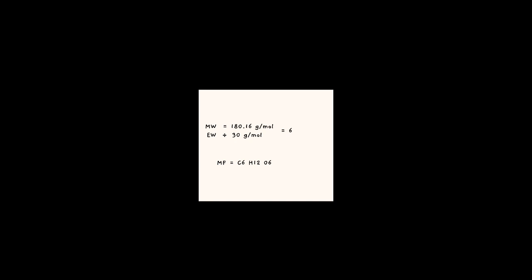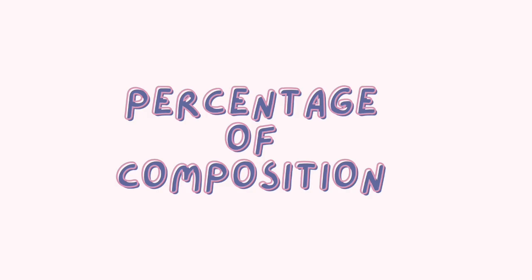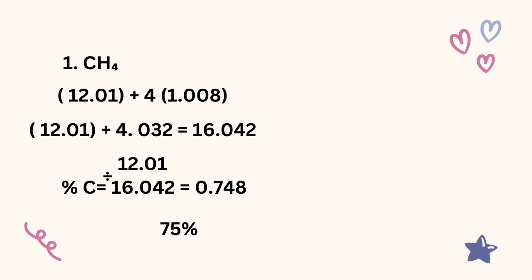So, in our molecular formula, we have 6 empirical formula units. That's the number of empirical formula units in our molecular formula. Our empirical formula is CH2O. We have to multiply by 6, so we have C6H12O6.